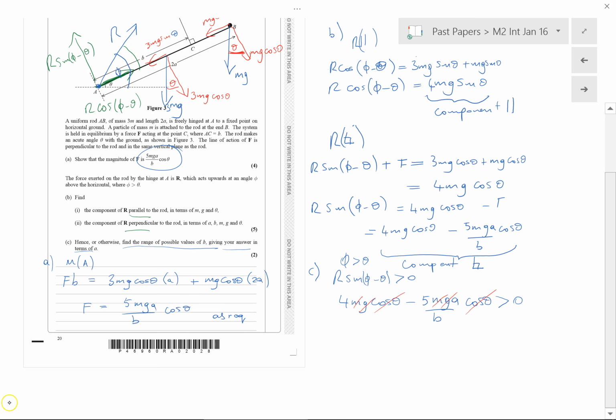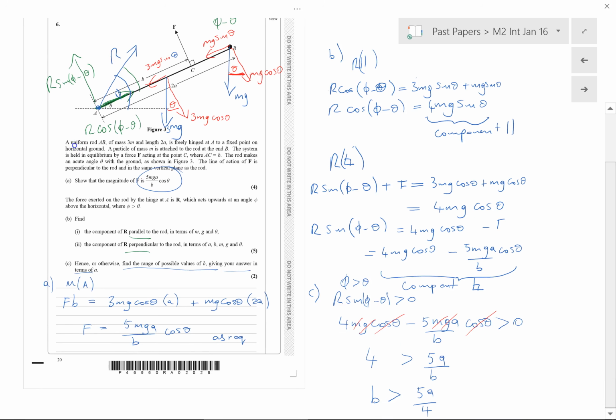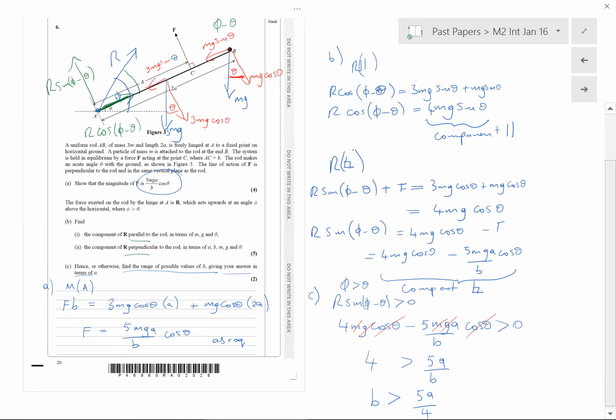So that gives us that 4 has got to be greater than 5a over b. So that gives us that b has got to be greater than 5a over 4. Again, because a and b are all positive and all the rest of it. So that is question 6 done. I did think that was a little bit tricky towards the end, a little bit confusing.